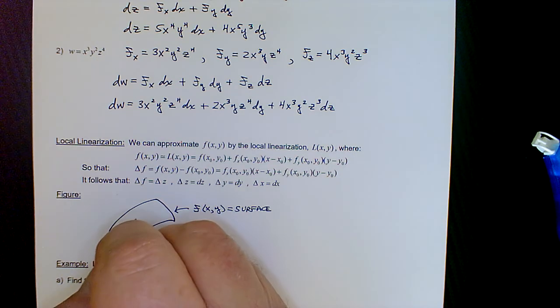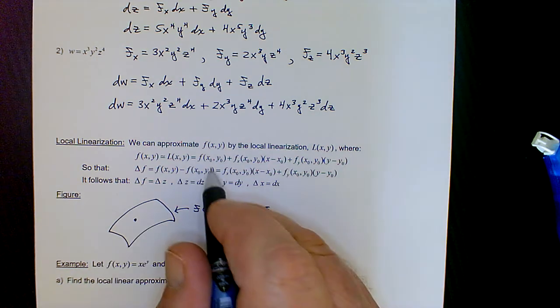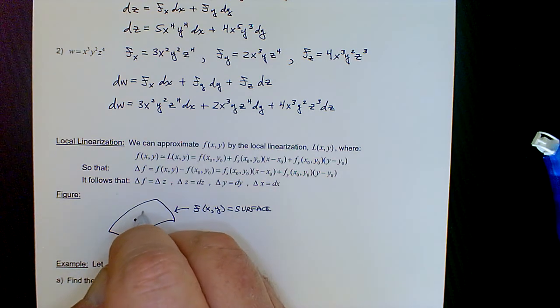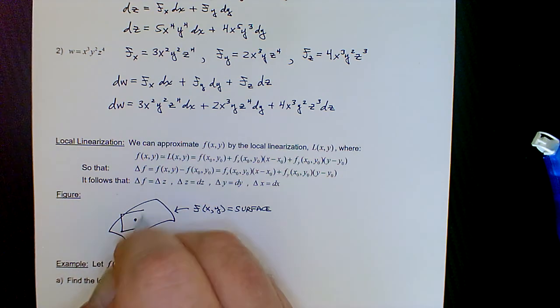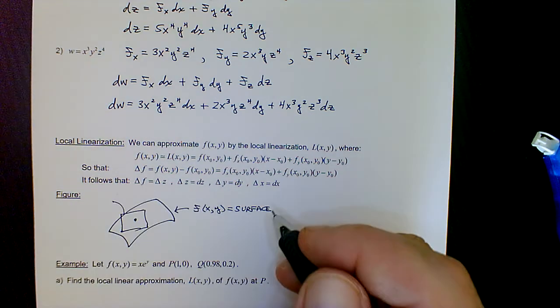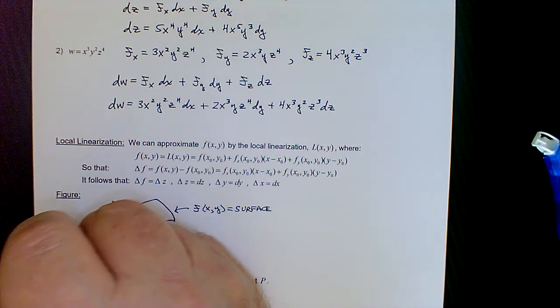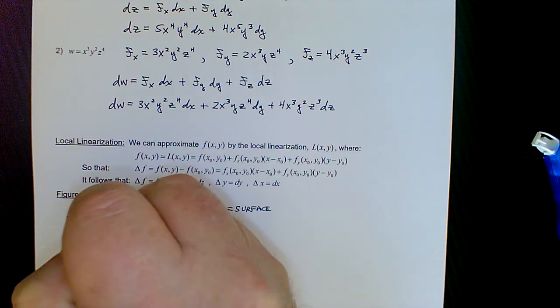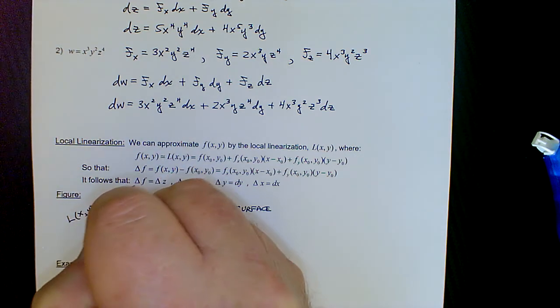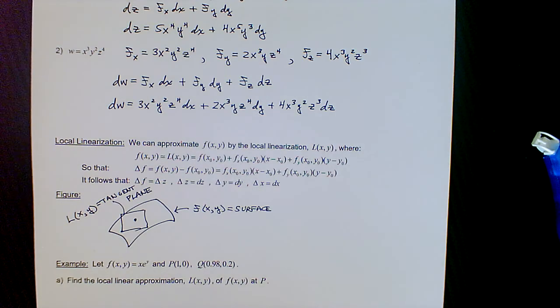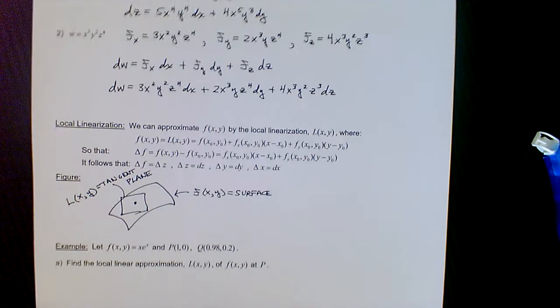And then you have a point on the surface, and that would be our point x sub 0, y sub 0. And then you basically get the tangent plane to that point, and that's what the linear approximation is. This is L of xy, really the tangent plane at that point. Okay, so this example will further illustrate that concept.